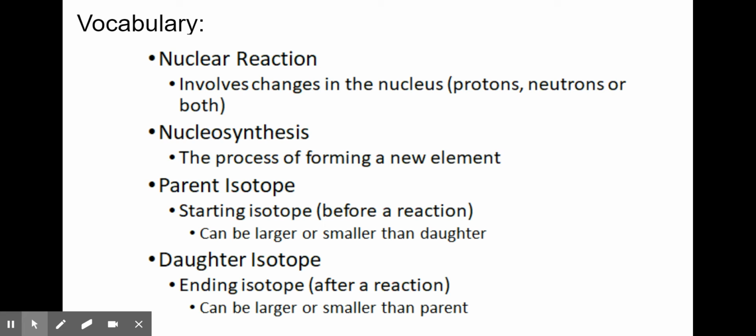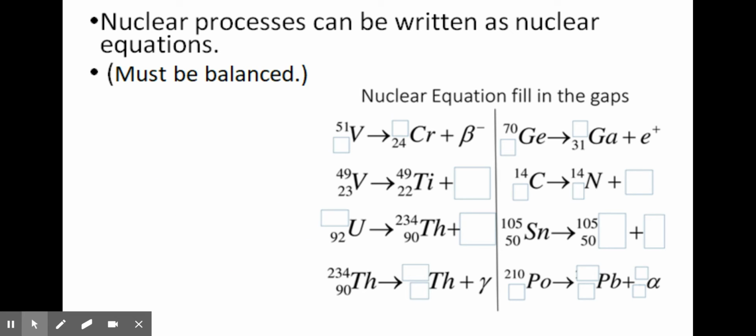And then we have daughter isotopes. These are the ending isotopes. You should see these on the right-hand side of a reaction. Again, can be larger or smaller than the parent. Okay.